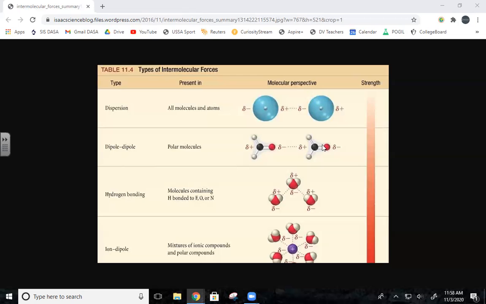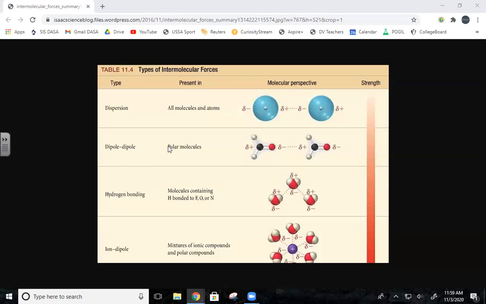Dipole dipole. Let's see here, what is this? This is carbon. What is the red? Is that nitrogen? I thought it was oxygen. Red is oxygen. Carbon, oxygen, and then, COH2, yeah, right?